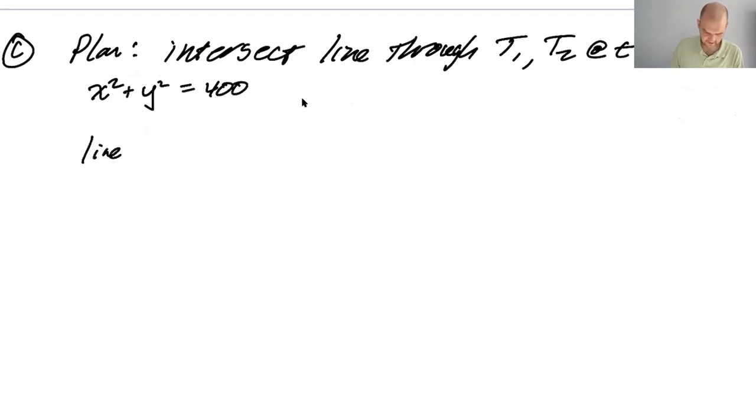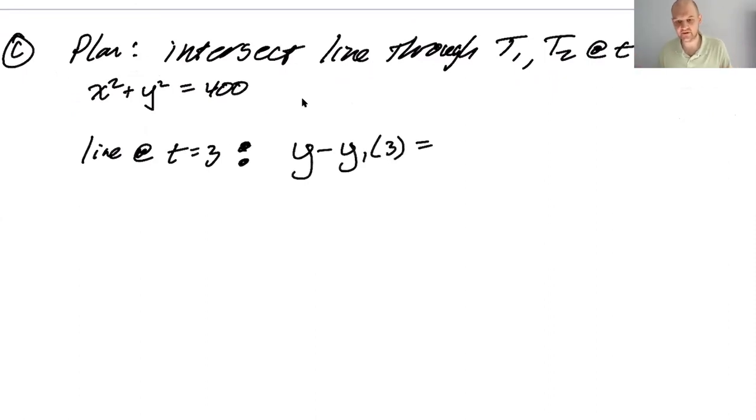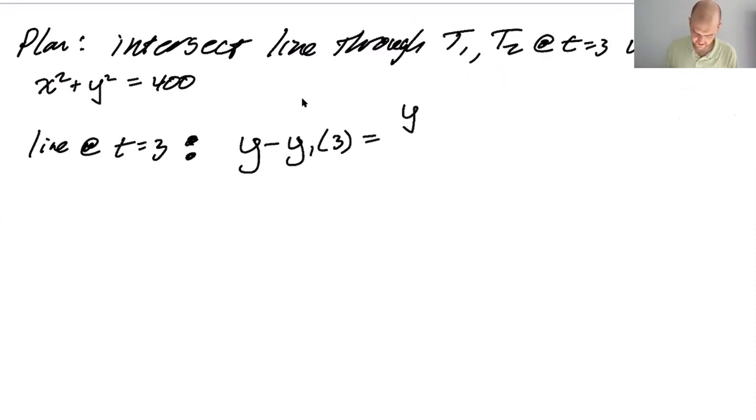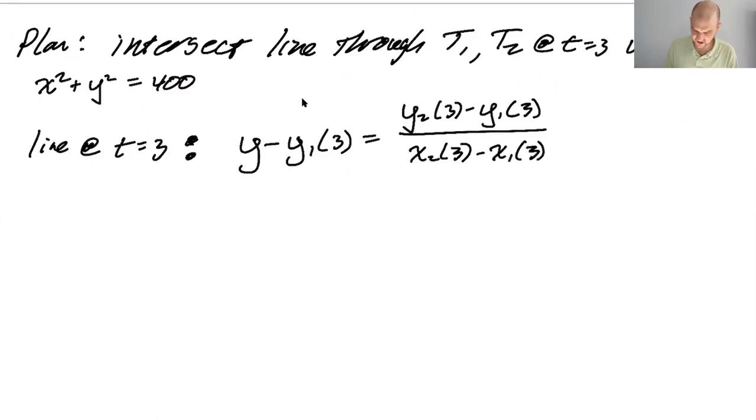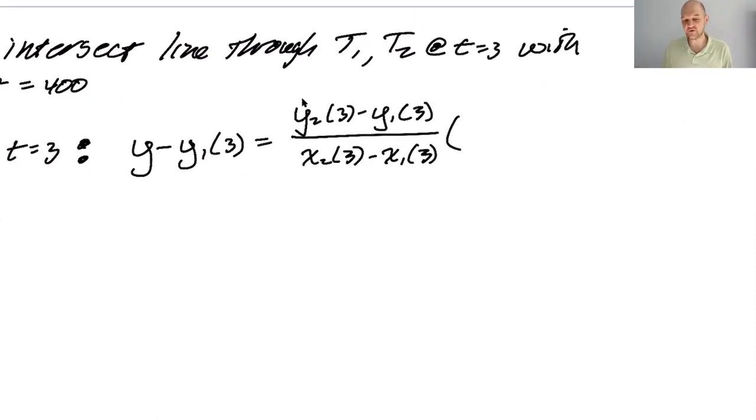The line at t equals 3. I'm going to use point-slope and say it's y minus y1 of 3 equals the change in y, so y2 of 3 minus y1 of 3, over x2 of 3 minus x1 of 3. So this is weird. Maybe you've never done this before. The calculator's going to be cool with it. So for point-slope, I have to do x minus the x coordinate that goes with this, which is x1 of 3.